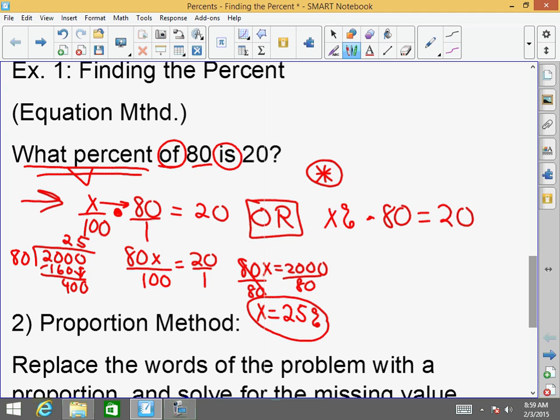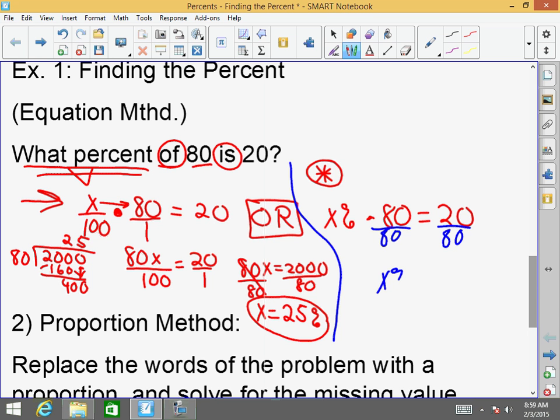Now, some people are going to say, oh, no, I don't like that, too much math. I want to go this way. Okay, no worries. X% of 80 is 20. How do I get rid of multiplication? How do I get rid of this 80 here? You divide by 80 to both sides.